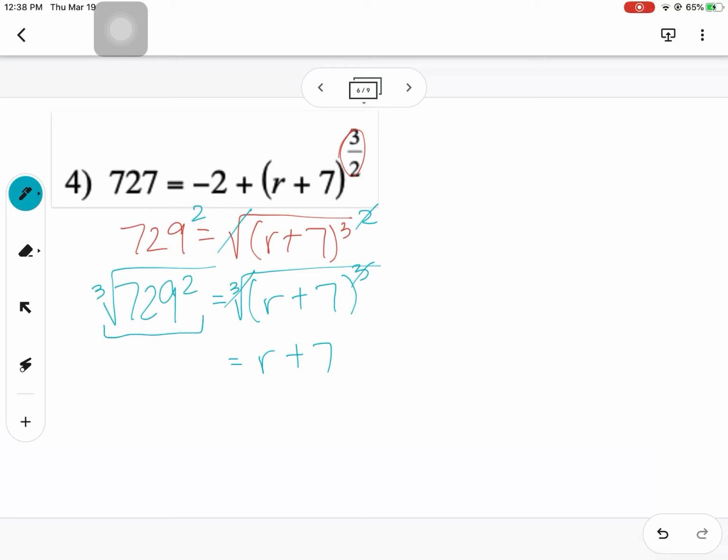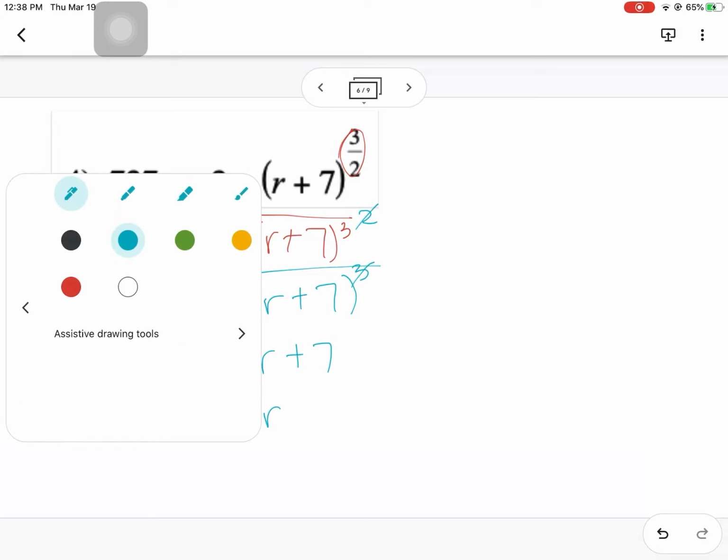And then on the left-hand side, we can actually evaluate this. If we type in our calculator the cube root of 729 and then square it, you should get 81. Cube root of 729 is 9. Squared is 81. And then we're going to solve. 81 minus 7 gives me r equals 74.